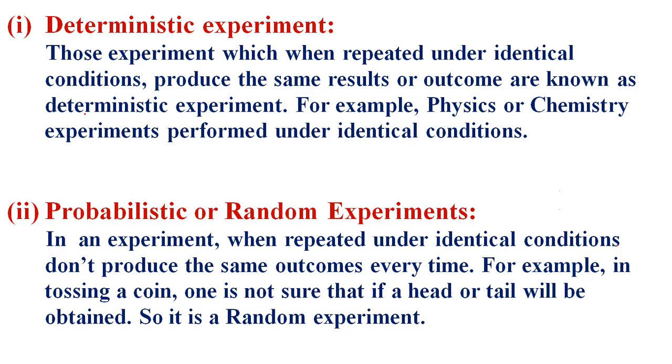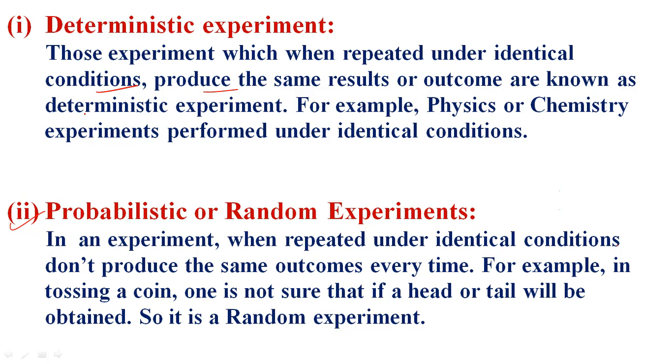So let's understand what a deterministic experiment is. Those experiments which, when repeated under identical conditions, produce the same result or outcome are known as deterministic experiments. For example, physics or chemistry experiments performed under identical conditions, right? The second is the probabilistic or random experiment.